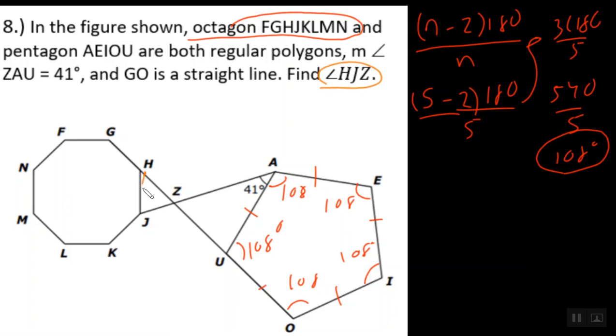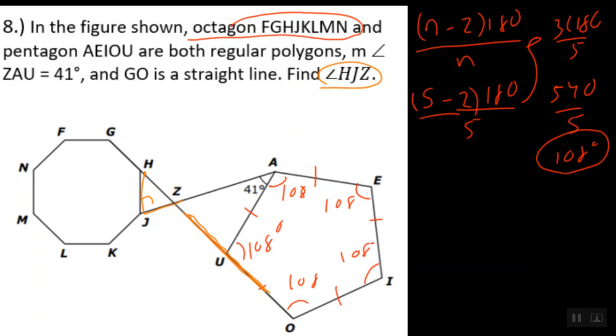So if I go to H to J to Z, we're looking for this. The key is always to move from one shape into the other. And the best way that you can do that, if you ever have it, is on a straight line. So let's start working this way.